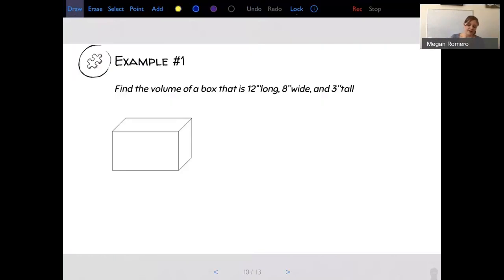So find the volume of a box that's 12 inches long, 8 inches wide, and 3 inches tall. So if we label our box, we have the length of the box. Oh, this notation here, these quotation marks mean inches. And then we have 8 inches wide and 3 inches tall.